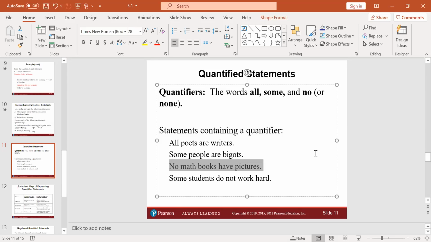Of course, the statement isn't true, which brings us to another point. If you have a statement like this, no math books have pictures, and you want to prove that that's wrong, all you got to do is go find a counterexample. You just have to find a single math book, open it up, and find a picture in it, and you've proven that statement wrong. That is a very common, I don't want to call it a trick, but it is a very common strategy that's used to prove things. Oh, you're trying to make this ridiculous claim? I just got to find one counterexample and you're cooked. You're done.